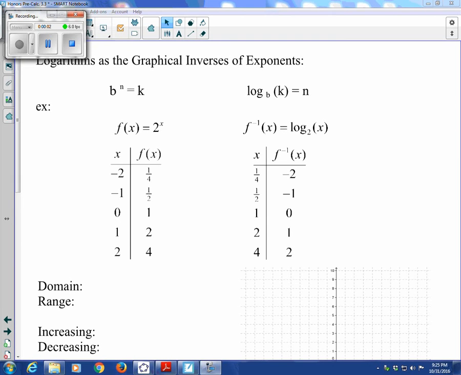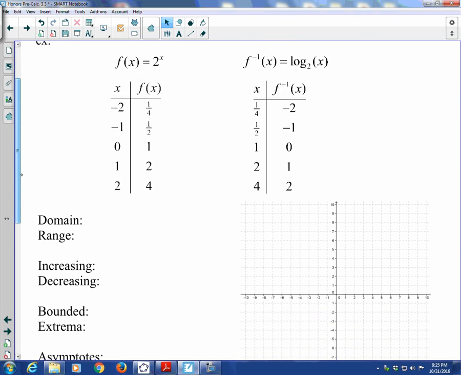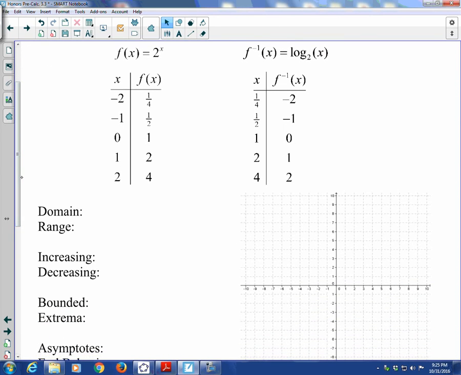All right, guys, so this is our video on the graphs of logarithms. We're going to start by talking about logarithms as the graphical inverse of exponentials. But we're also going to talk about the graphs of logarithms and logarithmic functions in their own right. So right here, we're going to start by looking at the inverse functions. f of x equals 2 to the x, and f inverse of x equals log base 2 of x.